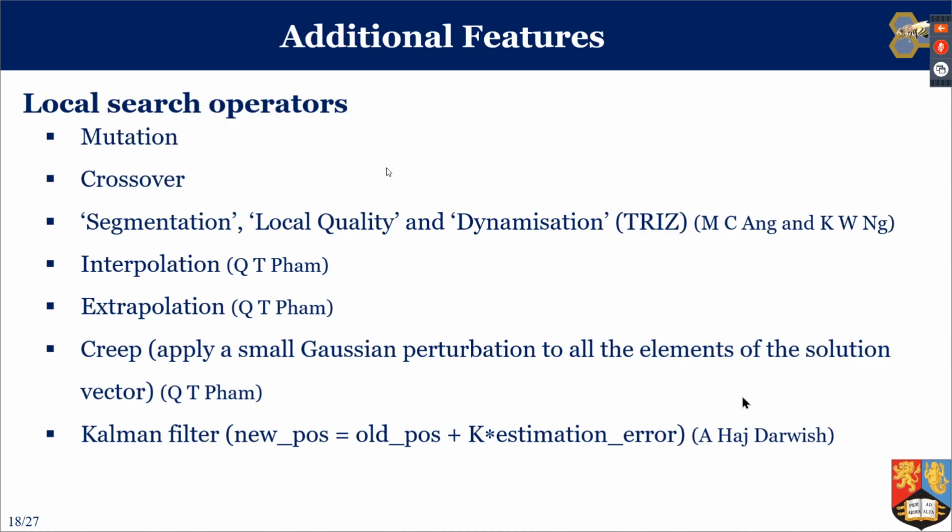There was another local operator invented by our excellent bee, Ahmed Hash Darwish. He's now a professor in Syria, and he proposed the Kalman filter. So he has used the Kalman filter as a local operator in the bees algorithm. You can invent more local operators. Depending on the problem, you may find that certain operators work better than others, and you might invent your own, and you are invited to do so.